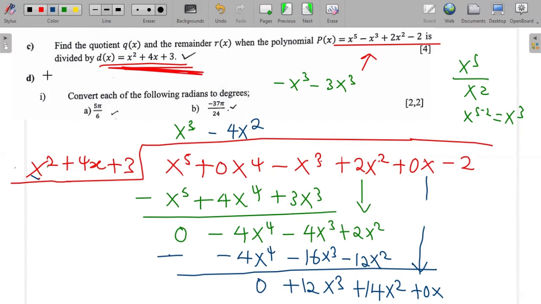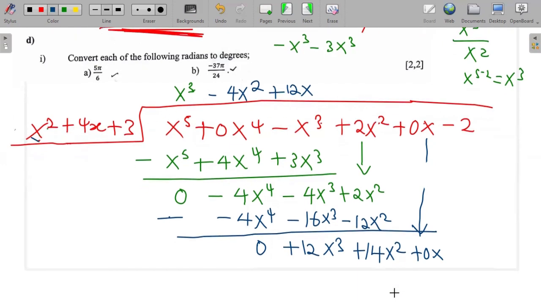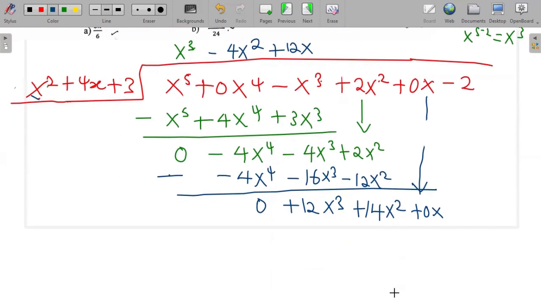Okay, so here now I'm dividing x to the power 2 into 12x to the power 3. So what am I going to get? I'm going to get plus 12x like this. Okay, and then I have to multiply again this guy with everything that I have there. I'll just go a bit up like this so that I have space.